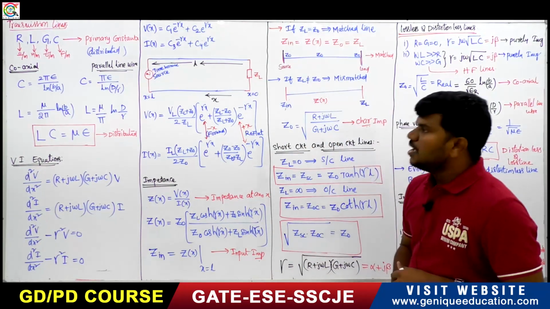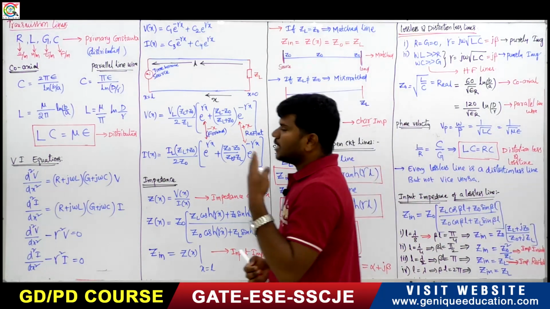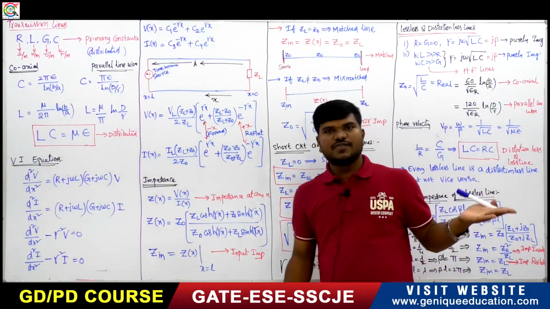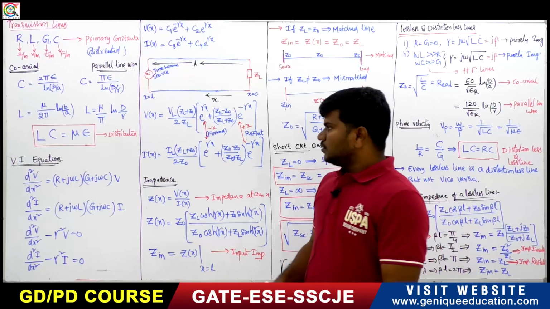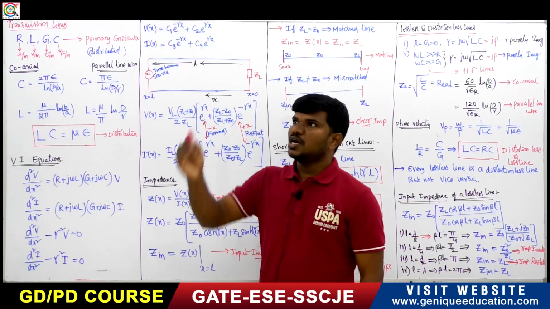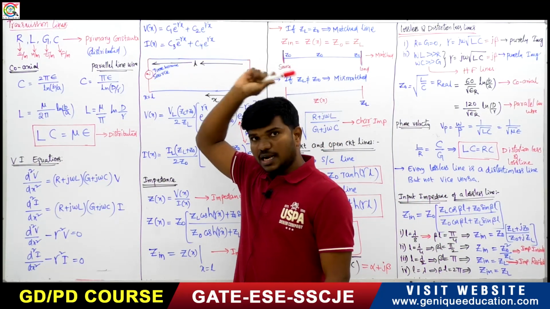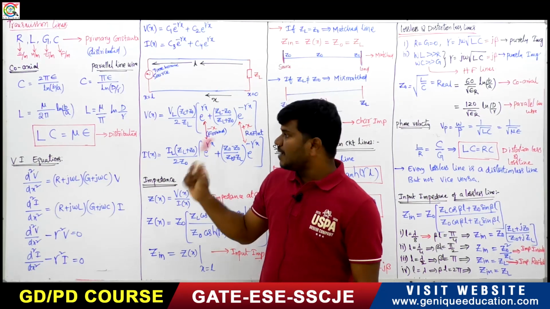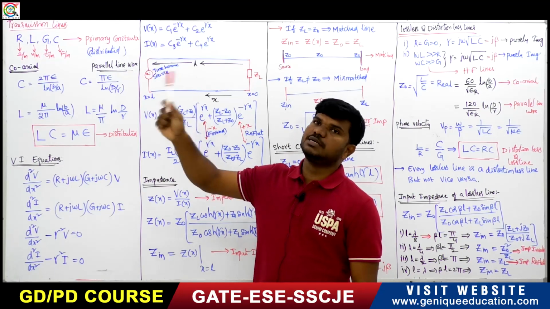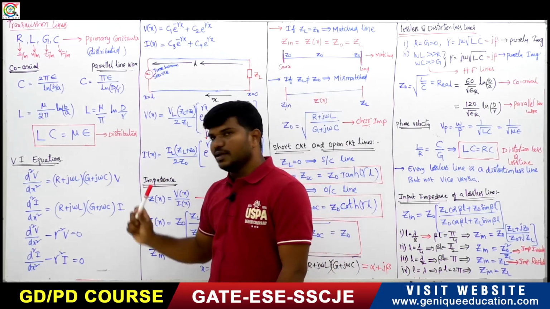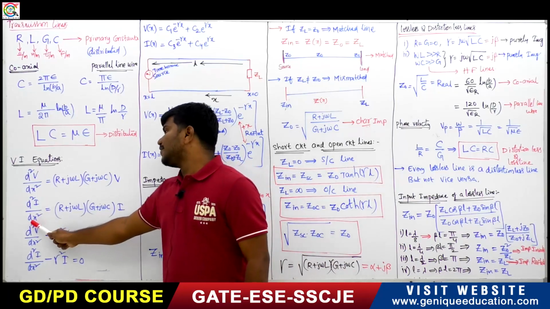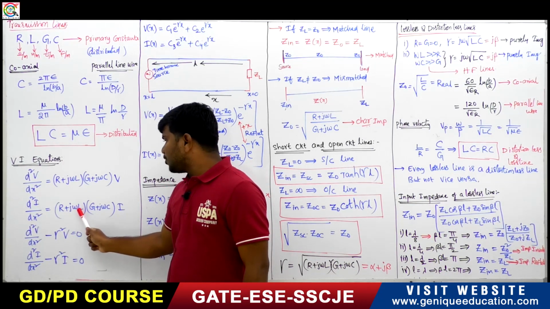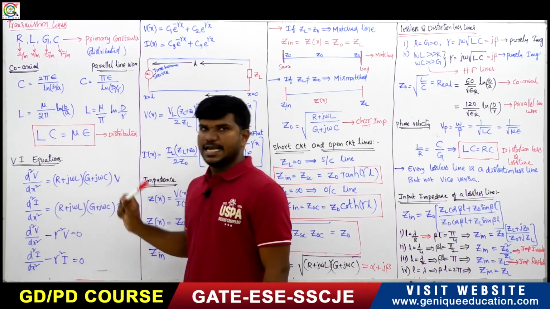The next one is VI wave equations on the transmission lines. So what are the VI wave equations? It is similar to the EM wave equations in a medium only. Okay, how are the EM wave equations? Del square E by del x square is equal to j omega mu into sigma plus j omega epsilon into E. Okay, del square H divided by del y square is equal to sigma plus j omega epsilon, j omega mu into H.